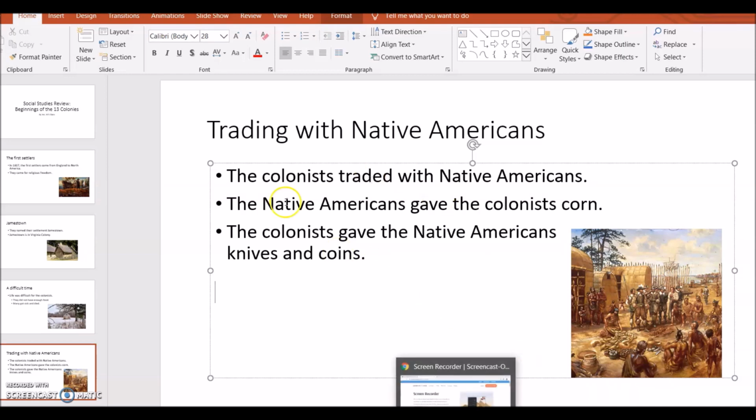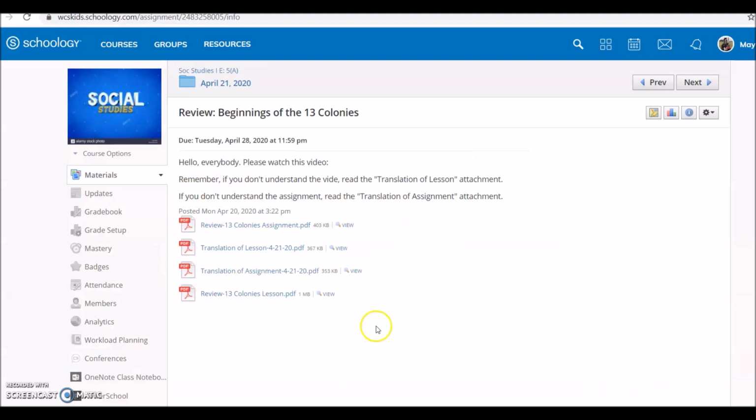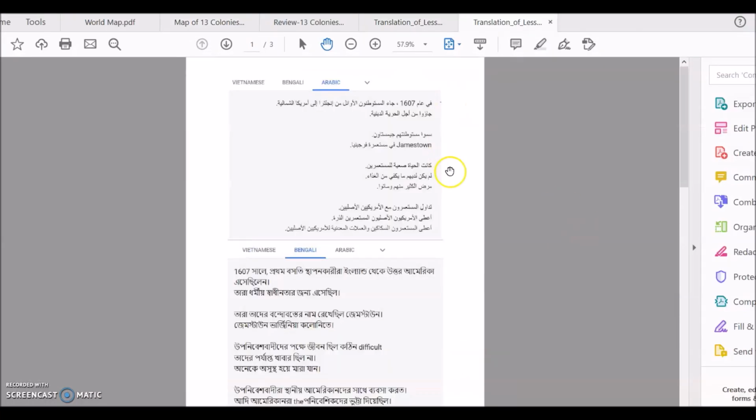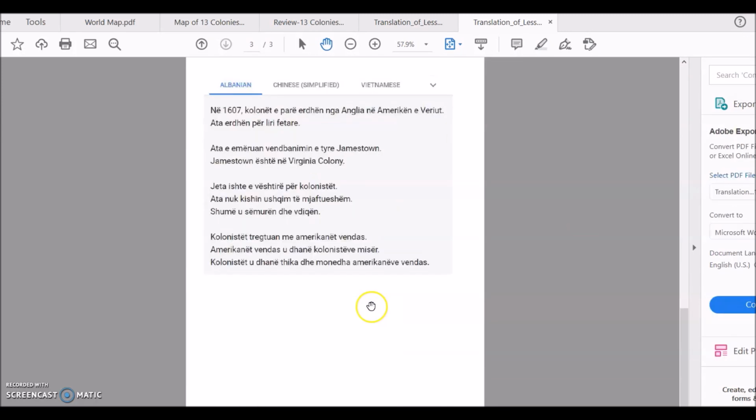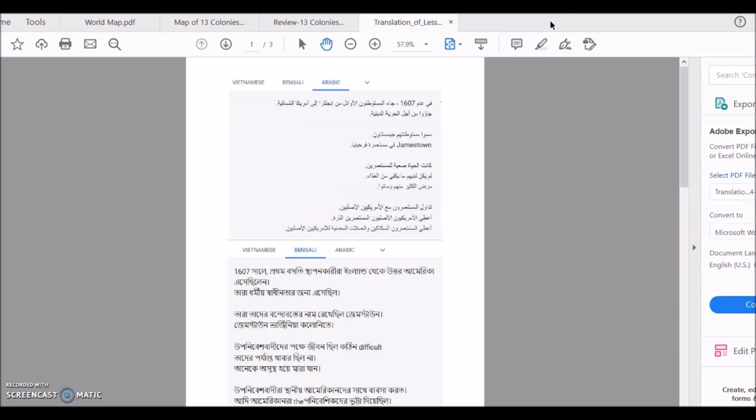Now, if you have a question about this assignment, you can look in Schoology. I'll show you. So this is your assignment in Schoology. If you don't know what the PowerPoint, the lesson I just said means, you can look for translation of lesson. So if you open that, look, you've got Arabic, Bangla, Chinese, Albanian. You've got it all, right? So don't worry. You have the translation of the lesson.